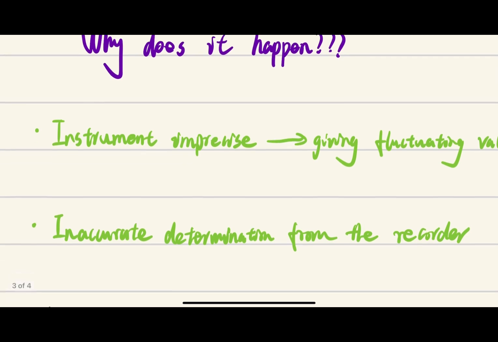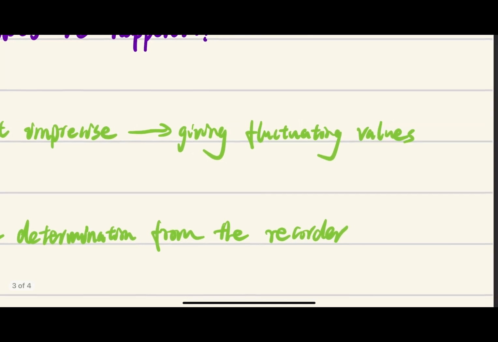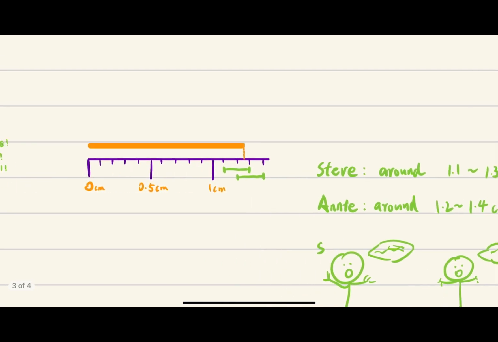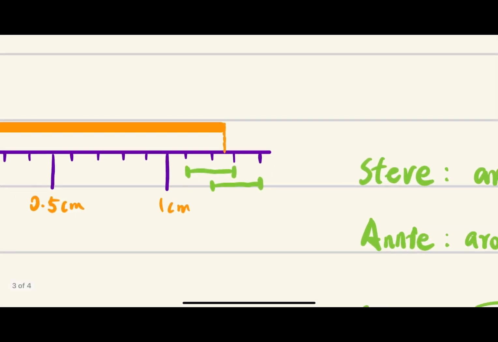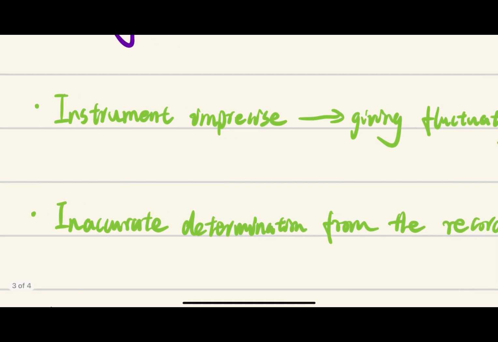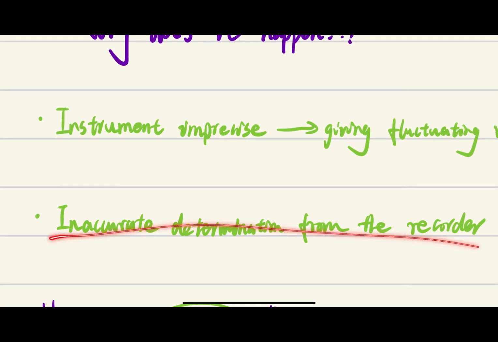And then the second case is the inaccurate determination from the recorder. And that's what we talked about here, the determination of the recorder. In this case, Steve said it's here, Annie said it's here, but you don't know. So that's our determination about which value it should be. But when we're making our own decision, there will be random errors, because we might be slightly higher or slightly lower. We don't even know when we're doing the experiments. So in this case, it's going to cause a random error.